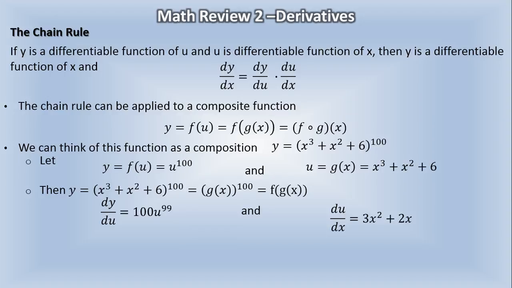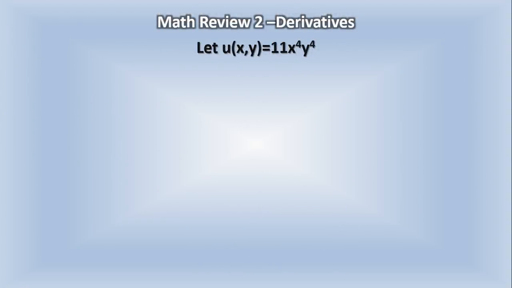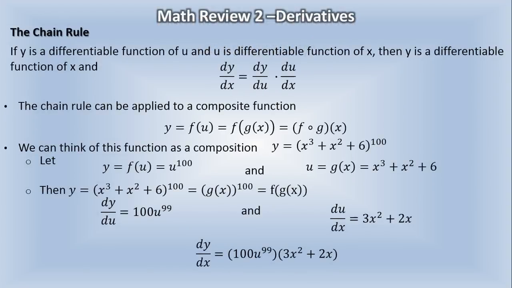So to get the derivative of a composite function, you take the derivative of the outside function, then multiply by the derivative of the inside function. So we're going to multiply these. So you've got 100u to the 99th power times 3x squared plus 2x. And then we're going to substitute back in what u is. u is the inside function here. And that will get you to the derivative.